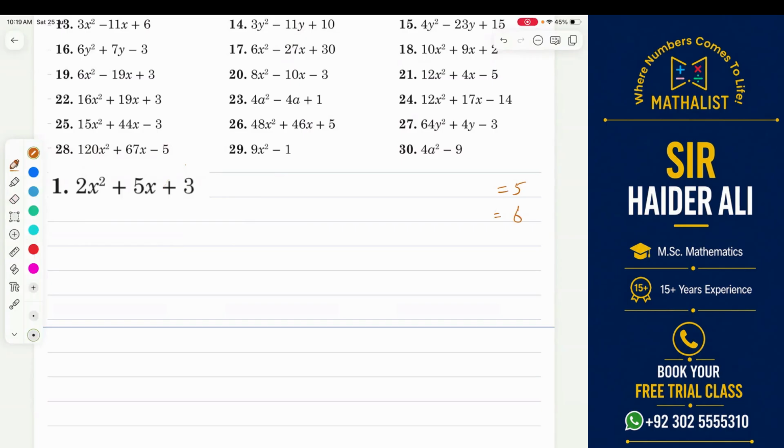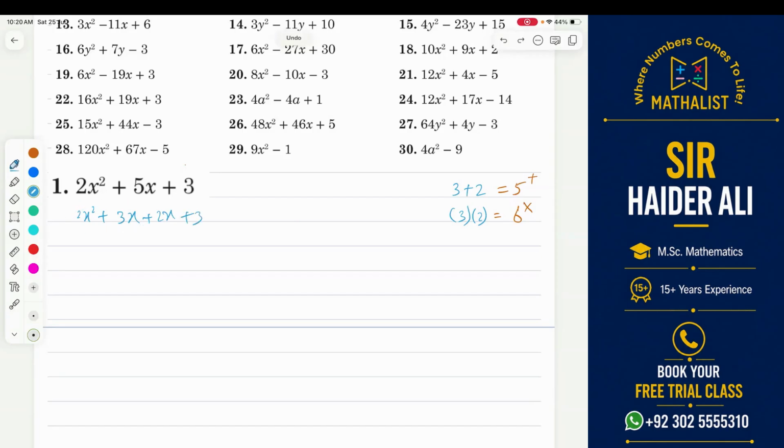What is the sign of 6? 6 sign is positive. So we try to find two numbers. That two numbers add to get 5 and by multiplication, we get 6. So which two numbers give 5 by adding and 6 by multiplying? So 3 plus 2 and 3 multiply 2. Write these two numbers here with x.